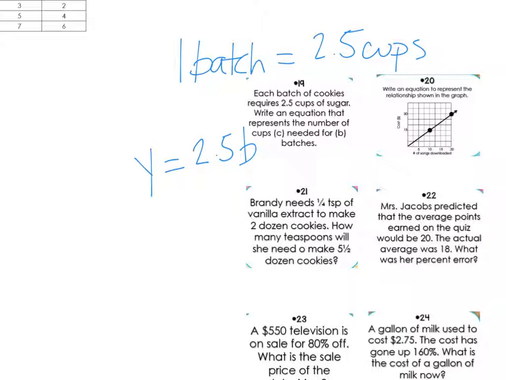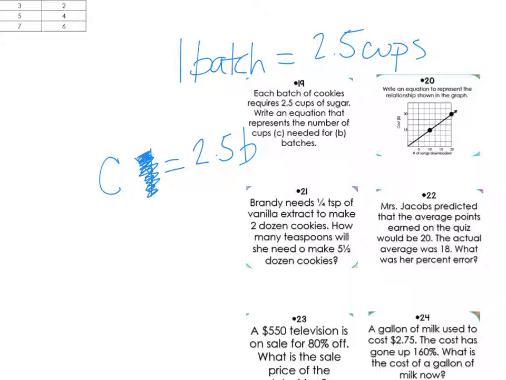All right. Sorry, I put a y on here. Forget that there was ever a y here. Make this a c. There you go. So cups of sugar is equal to 2.5 times b. Right? If you want to make one batch, 2.5 times 1. You want to make 3 batches, 2.5 times 3.